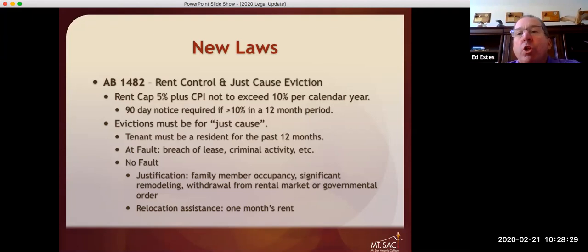So during that first 12 months of residency, the landlord can evict the tenant for no reason whatsoever. Just simply give a 30-day notice and the tenant is gone. But after the tenant has been there for 12 months, then the law takes effect. The thinking here is, if this is a bad tenant, this gives the landlord 11 and a half months or whatever to make that determination.